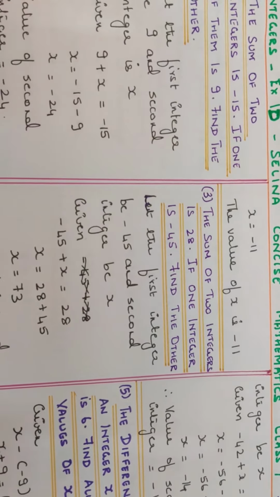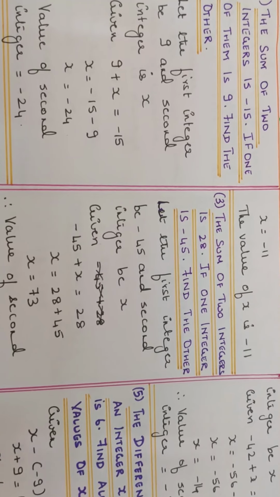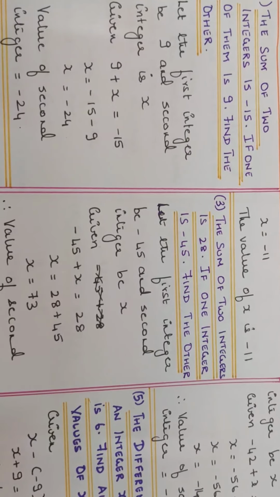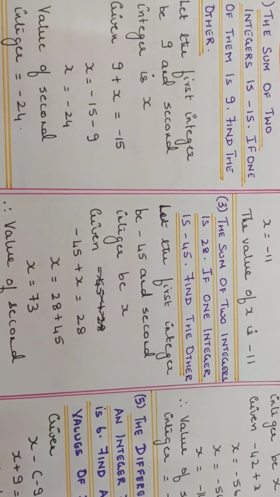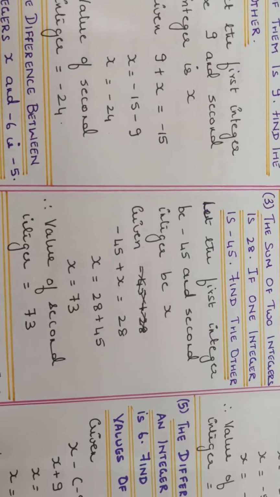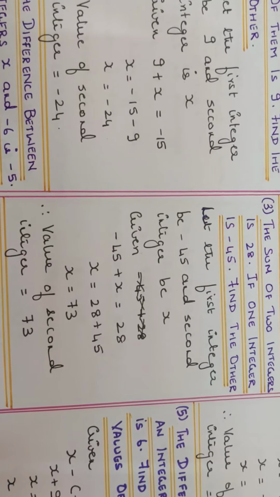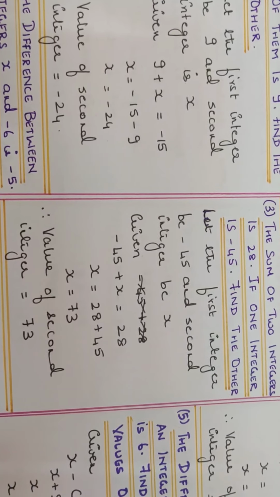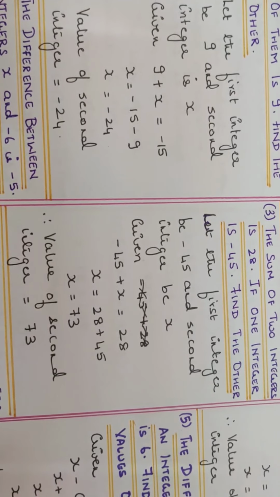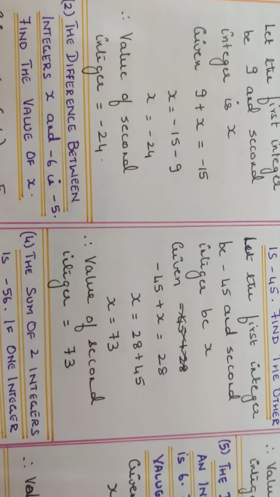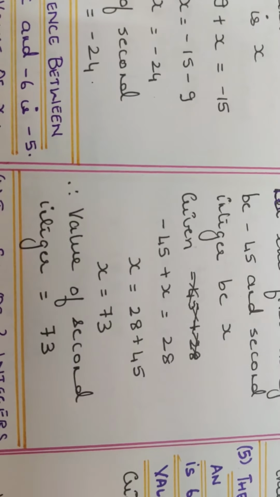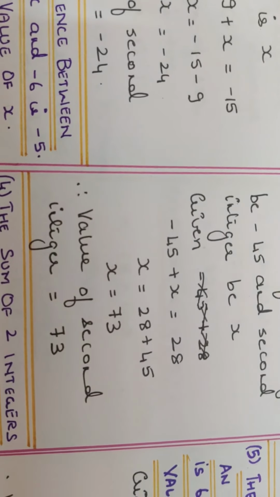Now, let's move on to the third sum quickly. Same concept here again. The sum of two integers is 28. If one of the integers is minus 45, find the other. So, we know the first integer is minus 45. Let's assume the second integer to be x. It's given minus 45 plus x is equal to 28. So, x is equal to 28 plus 45, because the negative sign from the left hand side, when it moves to the right hand side, becomes a positive sign. So, x is equal to 28 plus 45. Therefore, x is equal to 73 and the value of the second integer will be 73.